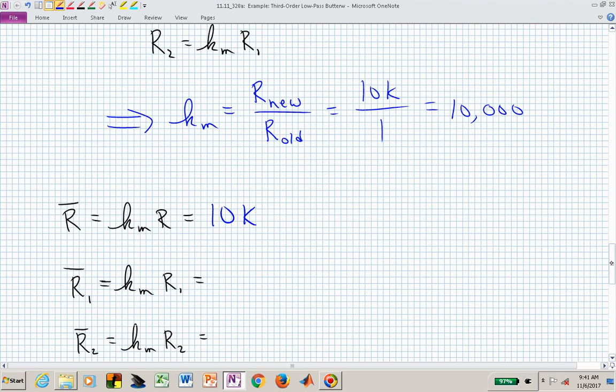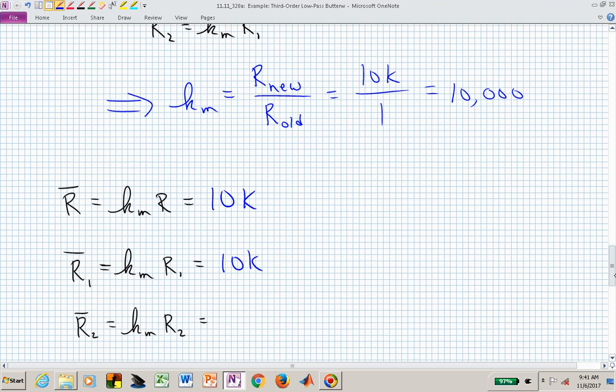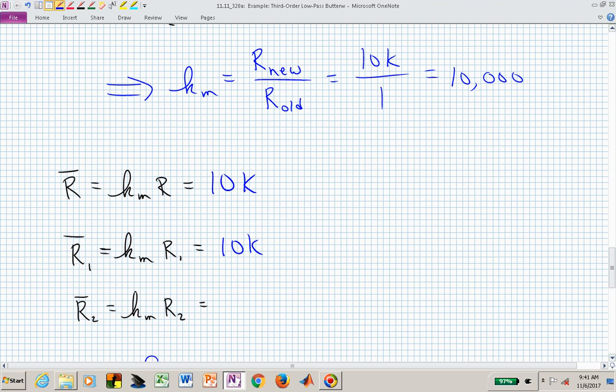R1 bar in the first order section is 10,000 times 1, so it's 10K, and R sub 2 bar, in this case, was the same as R sub 1 because we wanted that 1 radian per second bandwidth. This is now 10K as well.